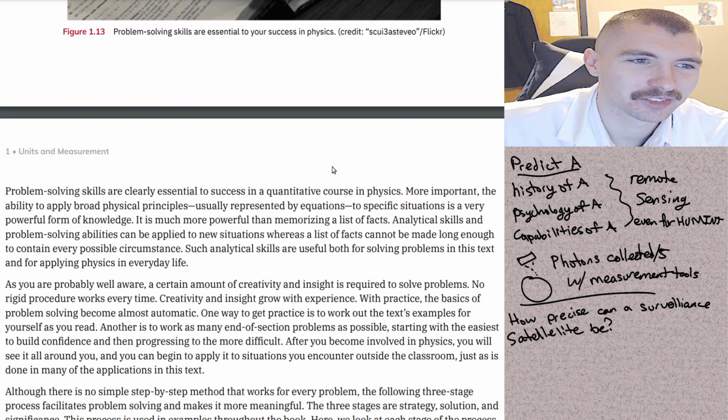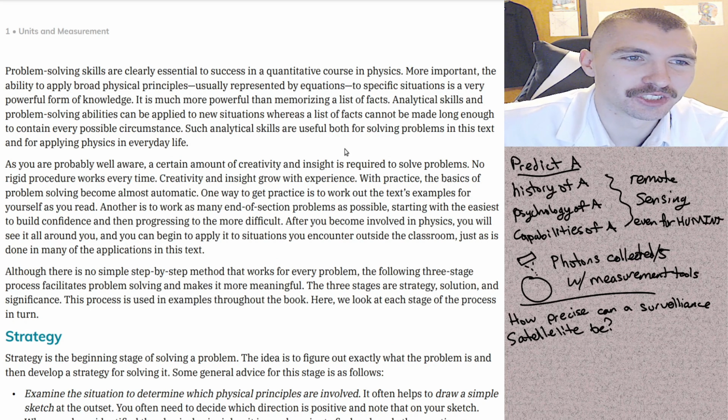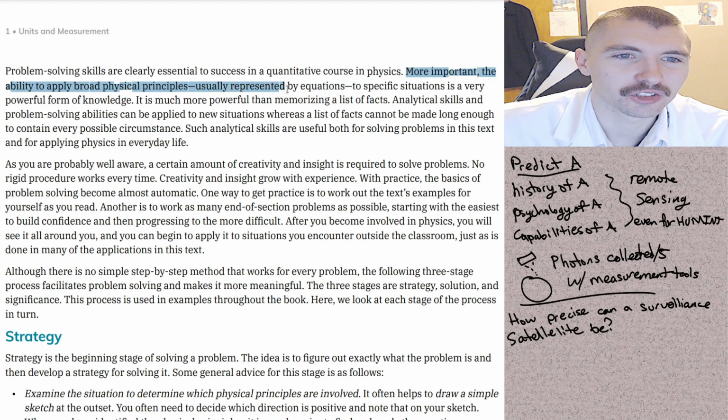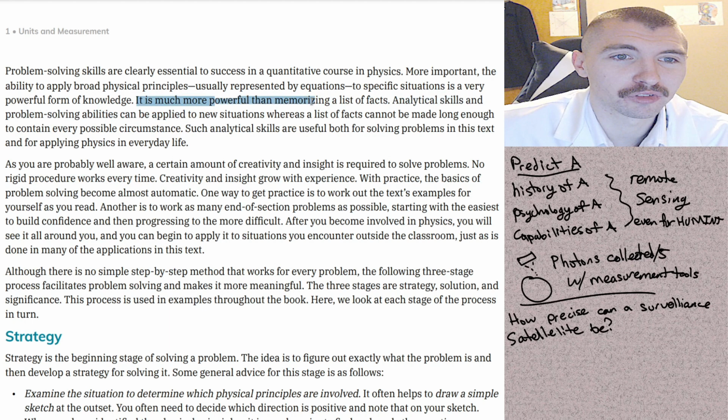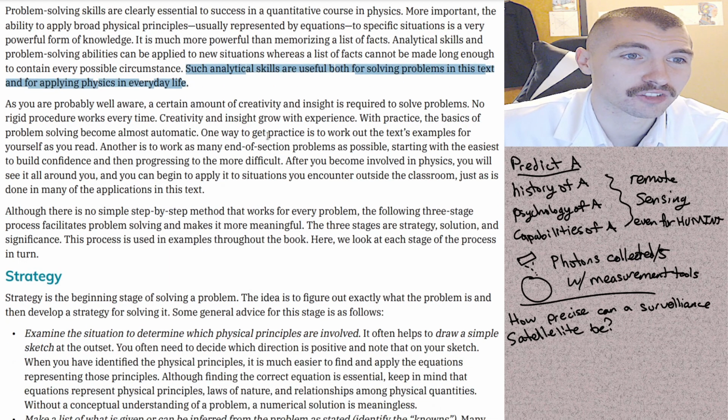Disgusting. Okay, so problem solving skills are clearly essential to success in a quantitative course in physics. The ability to apply broad principles, usually represented by equations, to specific situations is a very powerful form of knowledge. It is much more powerful than memorizing a list of facts. Analytical skills and problem solving can be applied to new situations where a list of facts cannot be made long enough to contain every possible circumstance. Such analytical skills are useful both for problem solving in this text and for applying physics in everyday life.